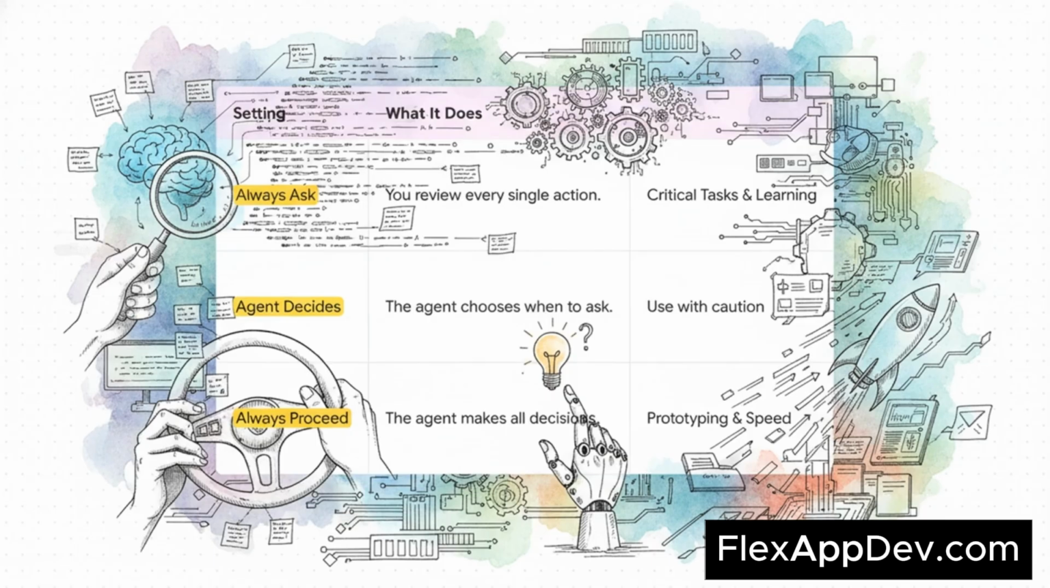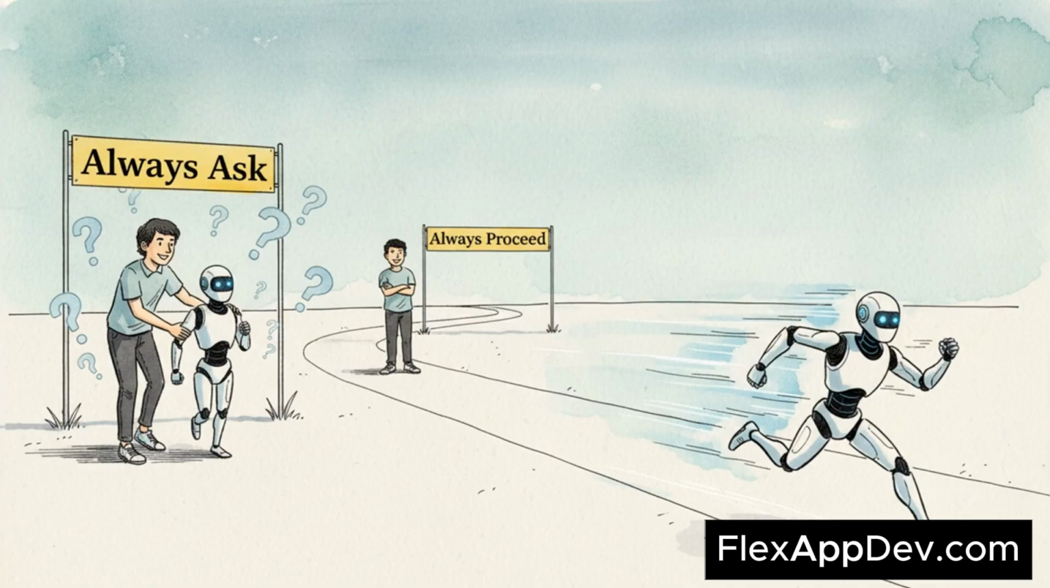Agent decides is the default, where the AI kind of uses its own judgment on when to ask you for approval. And then there's always proceed, which basically unleashes the agent for maximum speed. It's great for rapid prototyping. And here is a pro tip that makes all the difference. Start on always ask. This forces you to learn how the tool actually thinks and helps you build trust in the system. Then, once you get how it operates, you can switch to always proceed and really unlock its speed.